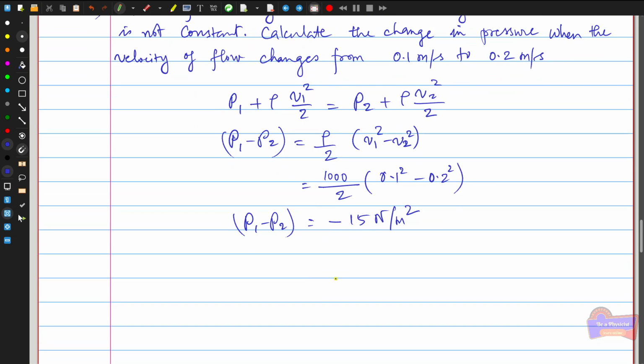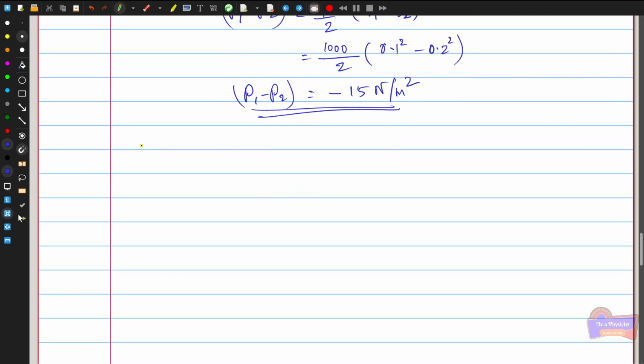Here the negative sign indicates that due to the increase in velocity, the pressure is decreasing. You can see the velocity at P1 is 0.1 and at point P2 it is 0.2. There is an increase in velocity, therefore there is a decrease in pressure. You can also work on a couple of problems.